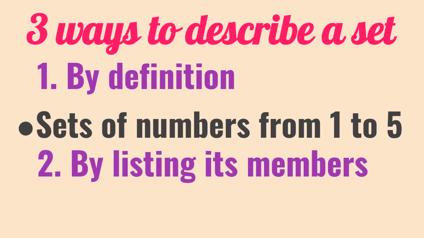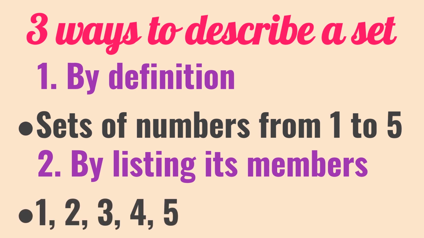Number 2, by listing its members. Members are the pieces of elements in a set, o ito ang mga objects na nakapaloob sa ating set. Dito, ang dapat nating gawin ay ilista ang mga member ng ating set para ma-describe natin ang mga ito. Halimbawa, 1, 2, 3, 4, 5.